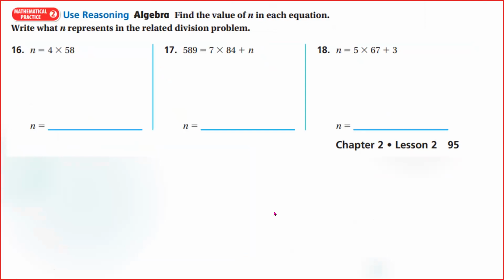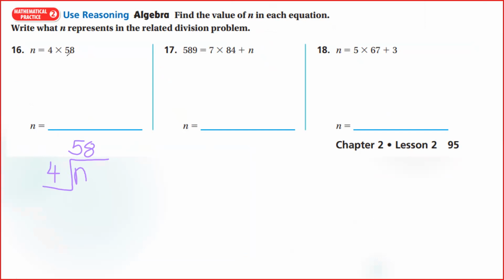And here, what do I mean by that? Here there's a number. I divide it by 4 and I get 58. So when I want to know what is n, I need to multiply 4 by 58. That's it?